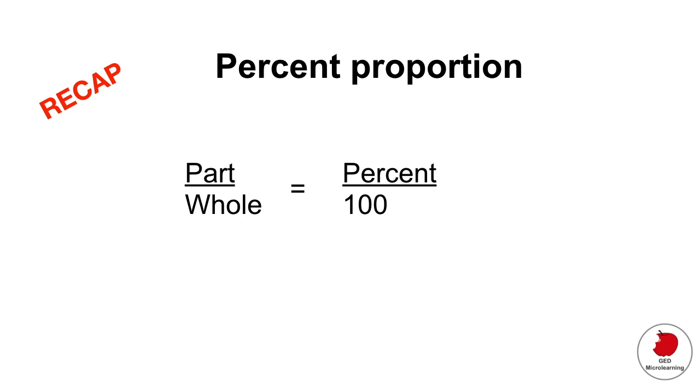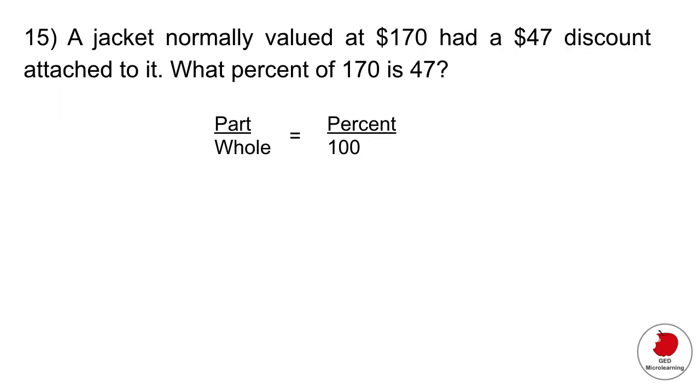If we apply this to our question, we know that the part is going to be 47, because that's the discount, and the whole is going to be 170. So that would be the left side of our equation like that. And that's all you have to do to set up the equation.